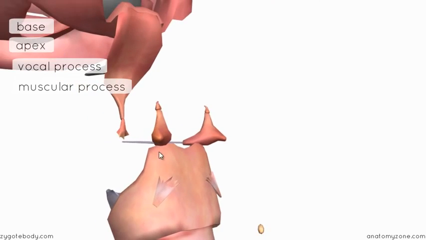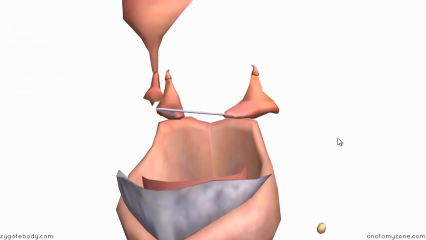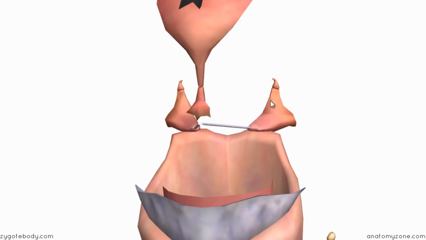So the arytenoid cartilages are quite interesting, but we'll come on and talk about the intricacies and muscle attachments of the arytenoid cartilages in another tutorial. But for this part, just learn about the vocal process, the muscular process, the base which articulates with the cricoid cartilage, the apex which articulates with the corniculate cartilage, and the anterolateral surface which has two depressions where muscles and ligaments attach. So you've got the vocalis muscle and vestibular ligament which attach on this anterolateral surface here.